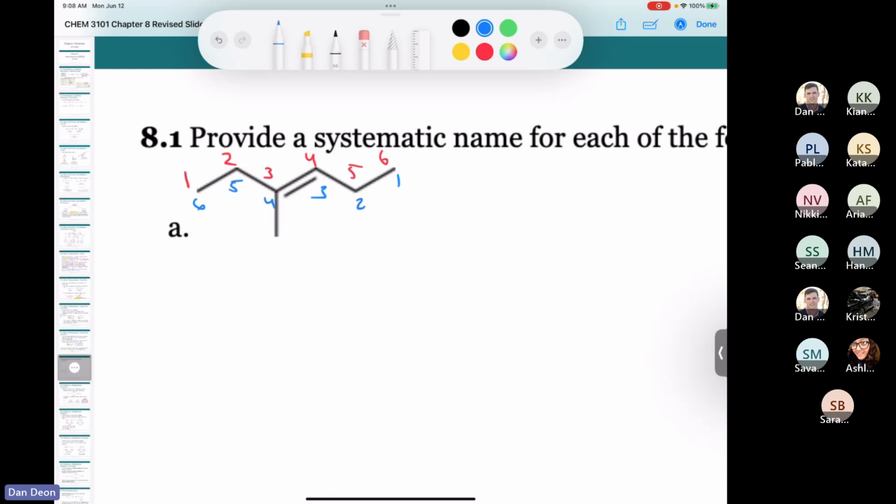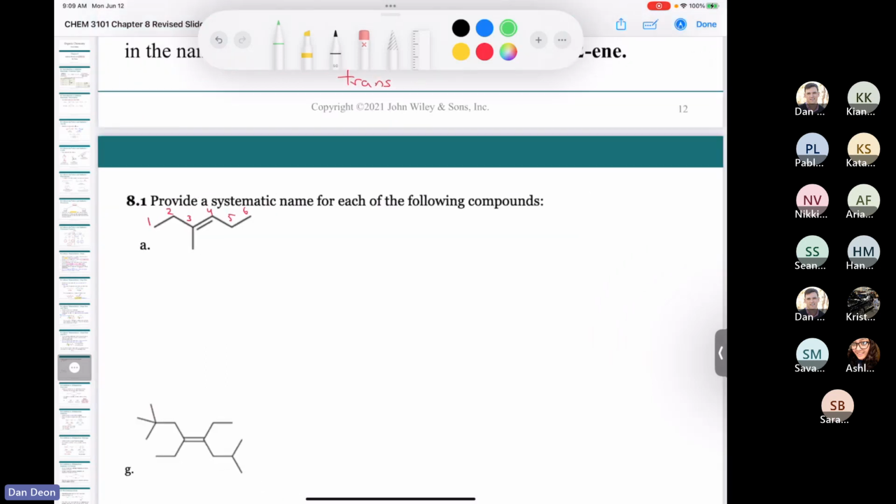So which way is the correct numbering, do you think? The numbering in red or the numbering in blue? Either way, you get a 3-hexene. Well, let's think about that. Either way, you get a 3-hexene. Which way gives the methyl group the lowest number? Right, because that's going to be the tiebreaker. It's going to be the red one, right? Exactly. So if we erase all the blue here, there we go. So now we get a 3-methyl 3-hexene, and it's trans.